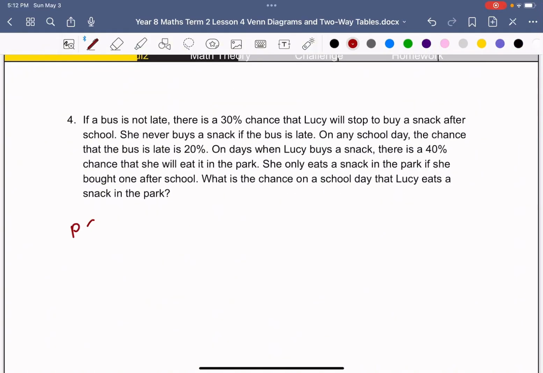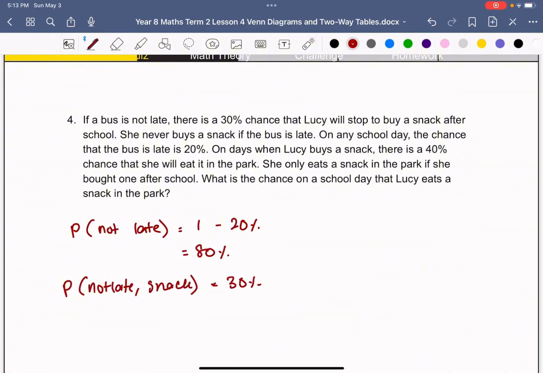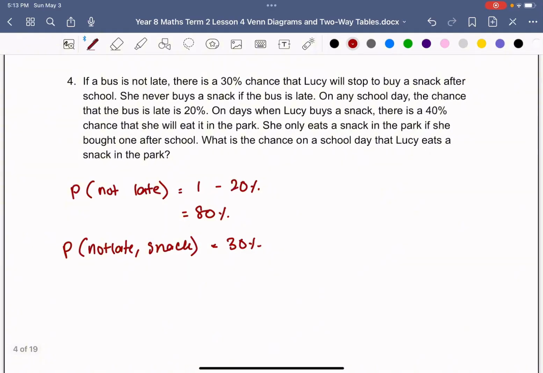First, let's find the probability that the bus is not late. The probability that it is late is 20%, which means 1 minus 20%, which is 80%, gives me the probability that it's not late. Now, if it's not late, we're going to see what's the chance that she buys a snack. So this, not late, and now she's buying a snack, is equal to 30%. Now after that, there's a 40% chance that she has it in the park. So in park is equal to 40%.